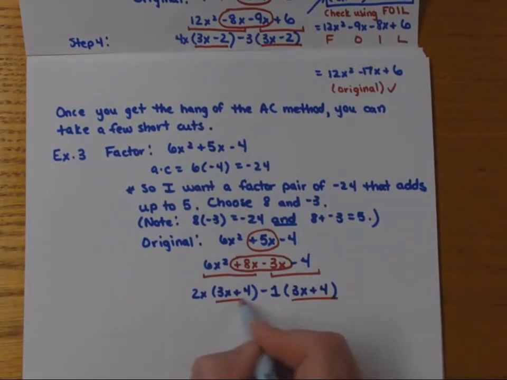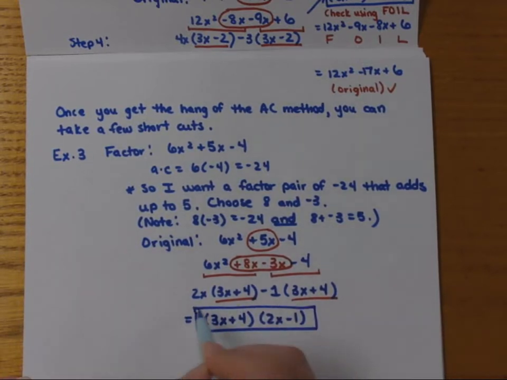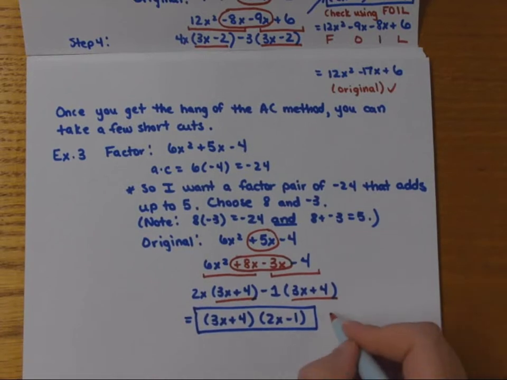Okay, so notice now we have similar parentheses there. So I end up getting 3x plus 4, and then the leftover is 2x minus 1. Remember you can use FOIL to check if you like, but we won't do that here. But you could always use FOIL to check it.